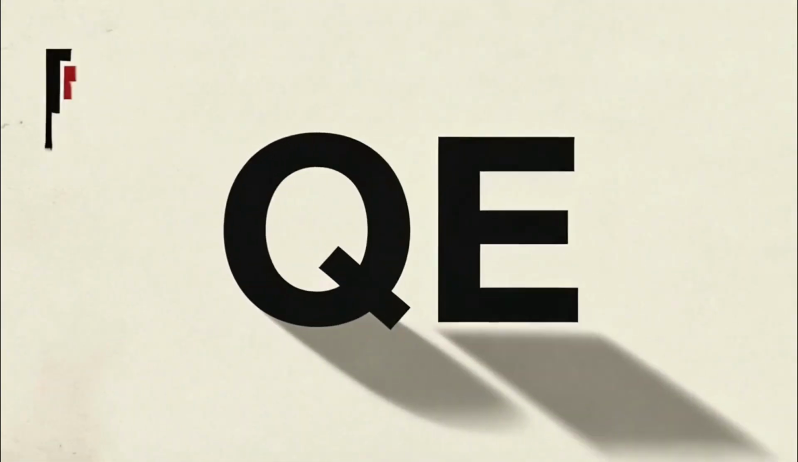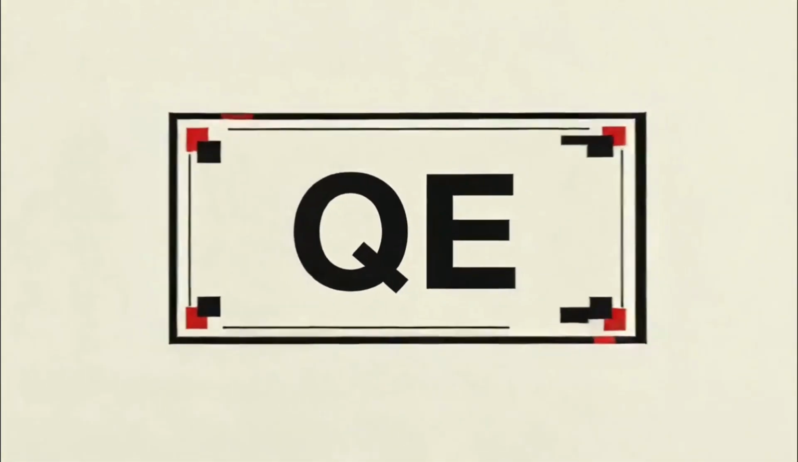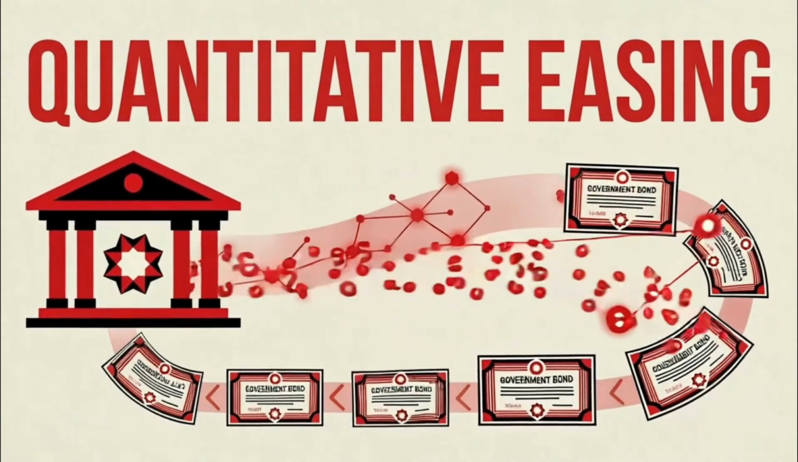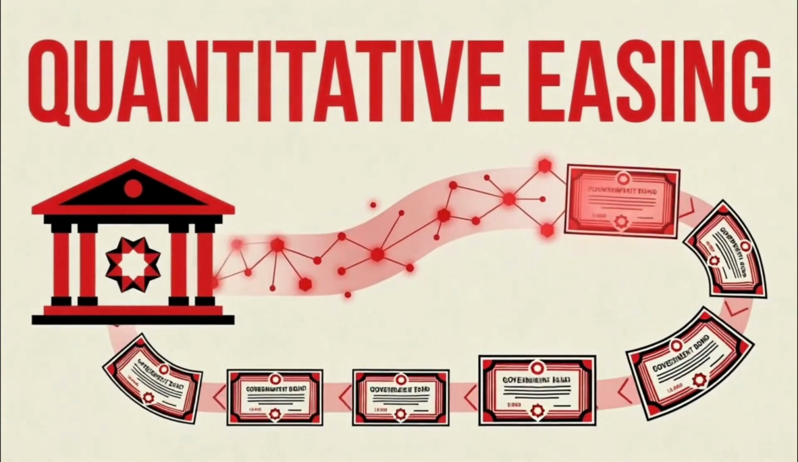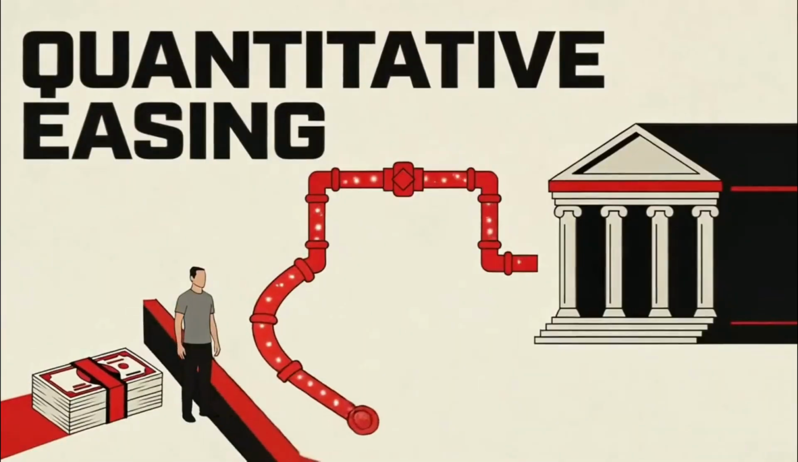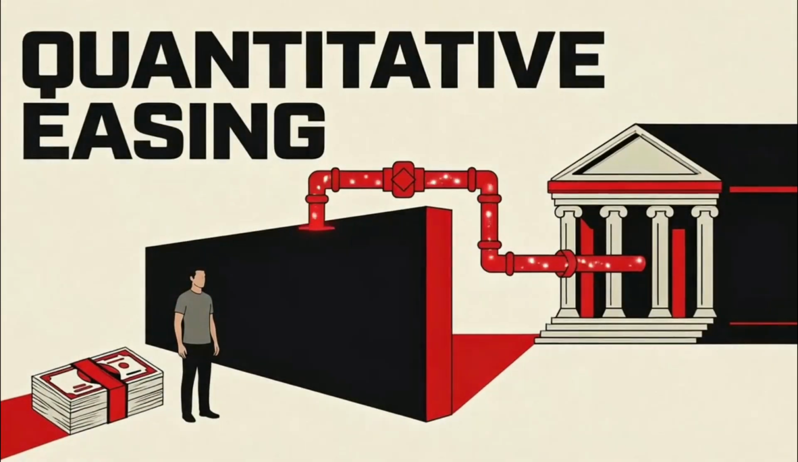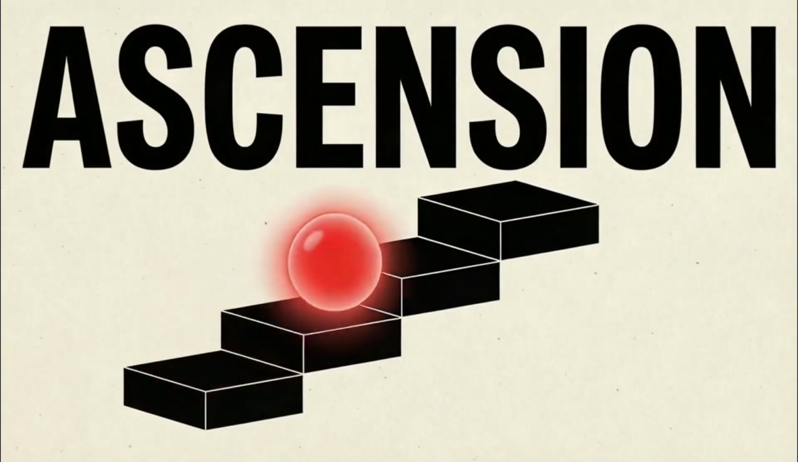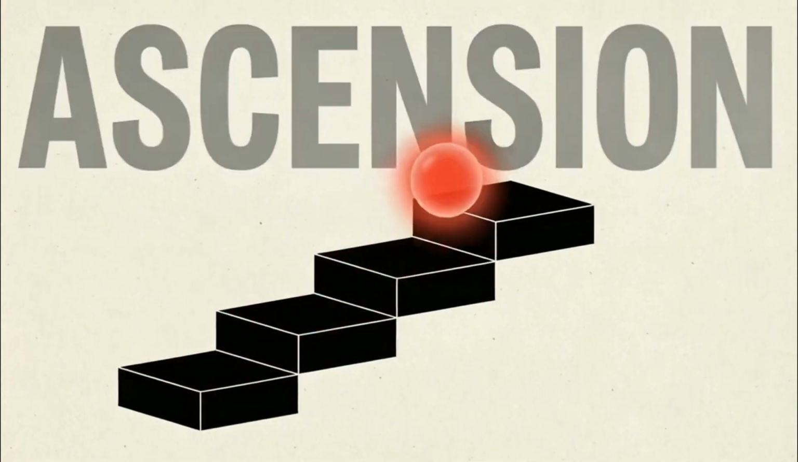So what exactly is quantitative easing? Here's the simple definition. Quantitative easing is when a central bank creates money digitally and uses it to buy financial assets like government bonds. Not cash for people, not direct spending, but a financial system intervention. Now let's understand how QE works, step by step.